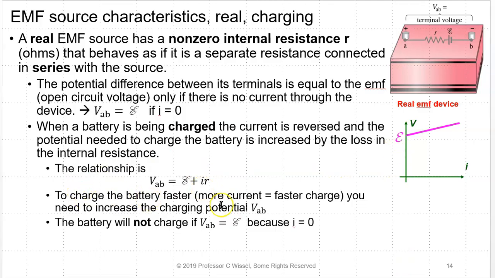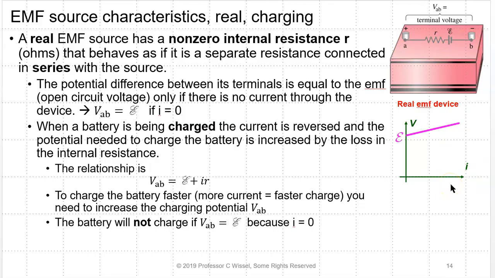So to charge the battery faster, that means more current, which is a faster charge, you need to increase the charging potential VAB. This is the charge chart for a battery. Notice as the current increases, that is the charging rate increases, this potential here also increases. That is the potential across the battery that you had to supply to get it to charge at that rate.